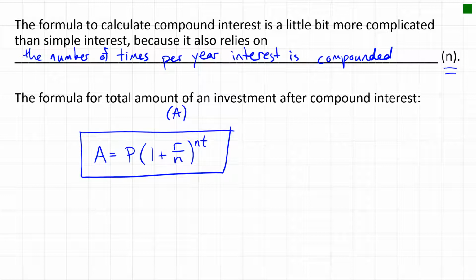In the simple interest case, our formula was to calculate the interest I. In this case, we're calculating the total that the investment is worth, which is the principal plus the interest that's been earned. And we call this A.